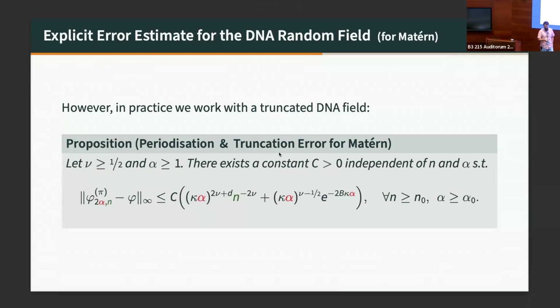I can also include the discretization error. So I can include what error we incur with the Fourier transform, or with a discrete Fourier transform truncated to a finite lattice. And that depends on the smoothness of the field, how fast that decays with n to the minus 2 nu.